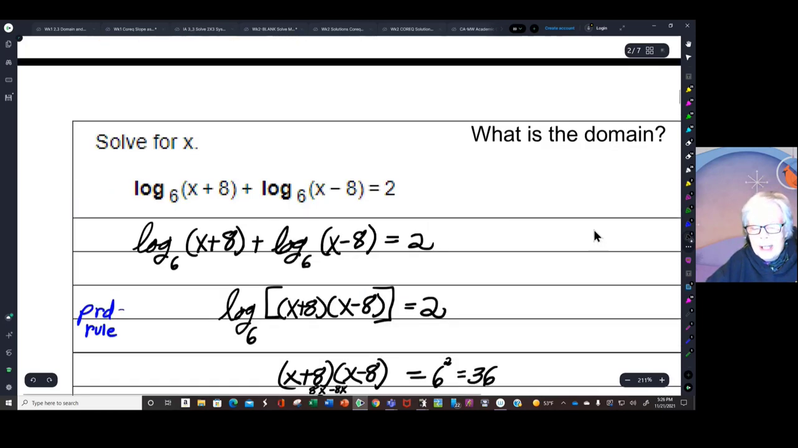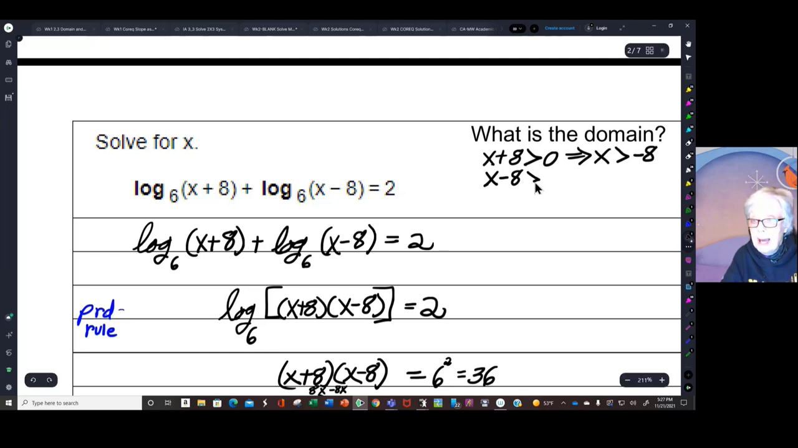I completely forgot to check the domain. And I talked about how important it is. Okay, time out to check the domain. You have to check the domain. X plus 8 is greater than 0. So, subtract 8 from both sides, you'll have x is greater than negative 8. Now, x minus 8, see there and there, x minus 8 has to be greater than 0. So, x has to be greater than 8.